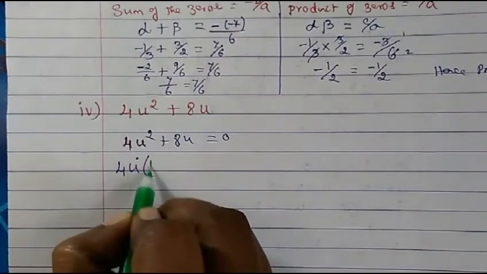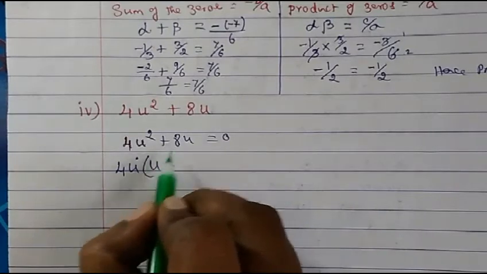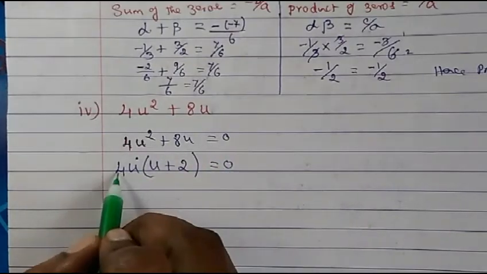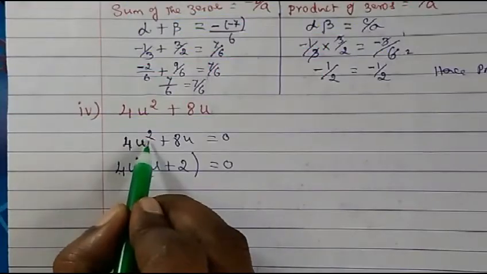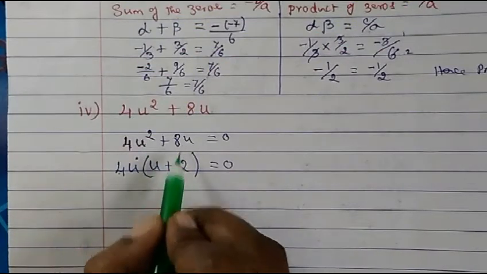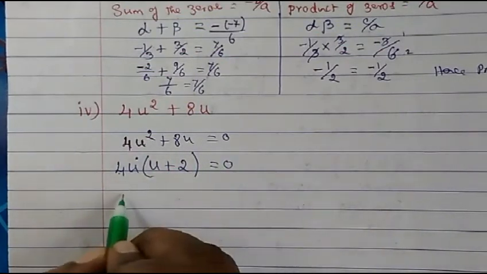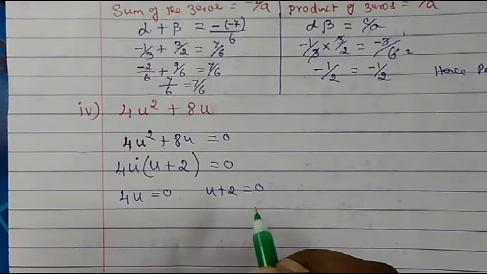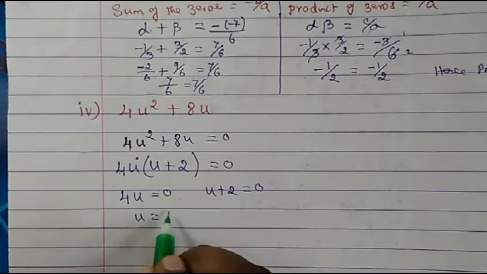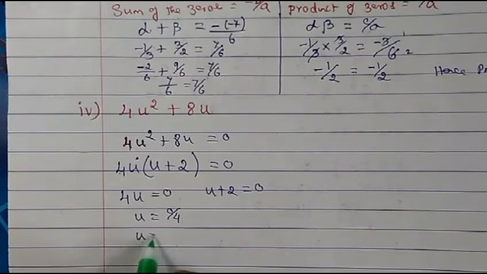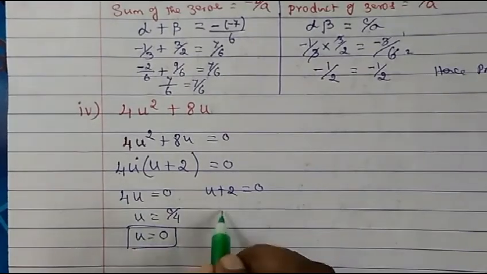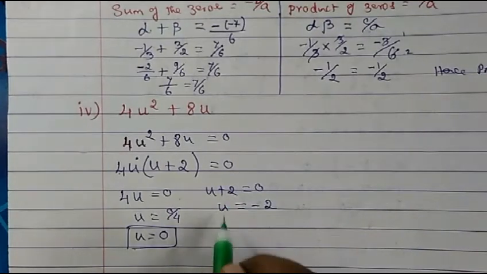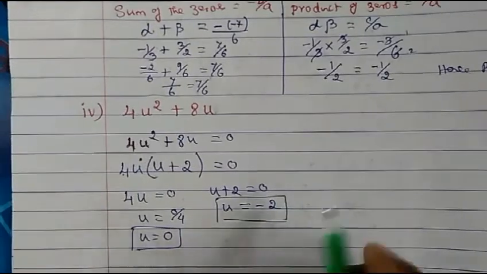So now what we will have? Here we'll have 1u and plus then 4 twos will give us 8. So now you see 4u into u will give 4u square plus 4u into 2 will give us 8u. So now we have 4u equal to 0. Then u plus 2 equal to 0. So then u will be 0 upon 4, which will give us 0. And then here u plus 2 equal to 0, 2 will come this side, it will become minus 2. So then u value is minus 2.